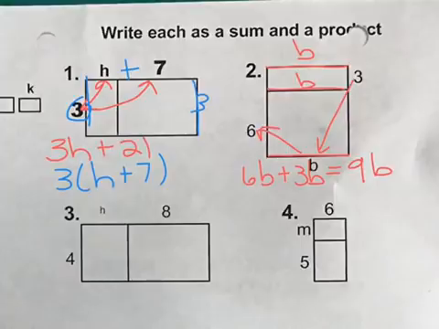Now, to write this as the area as a product, your common factor is going to be your b. So what you're going to do is factor out that b. And what you are left with is 6 plus 3.